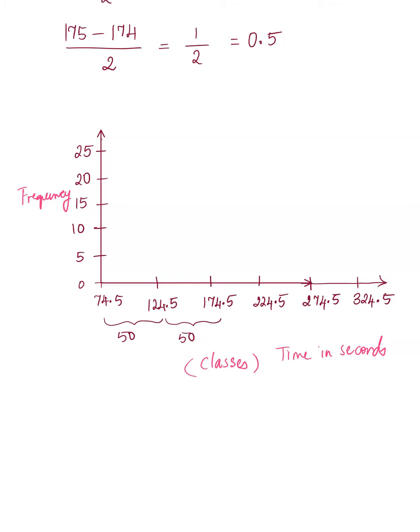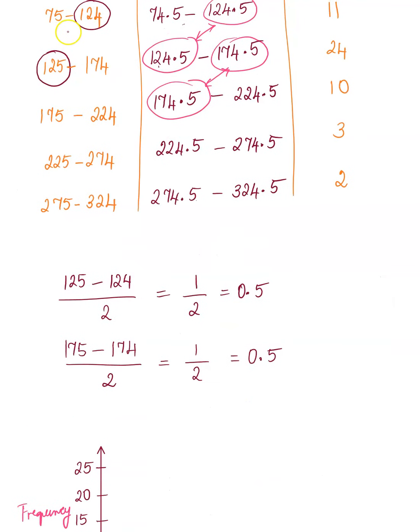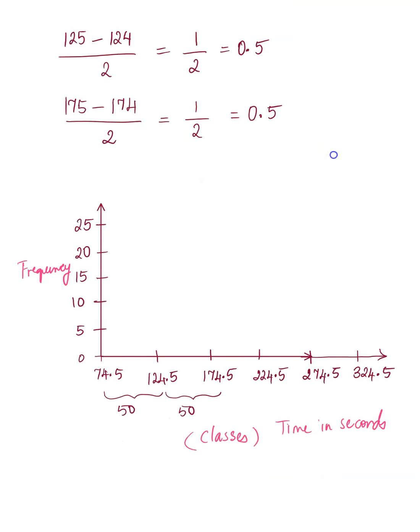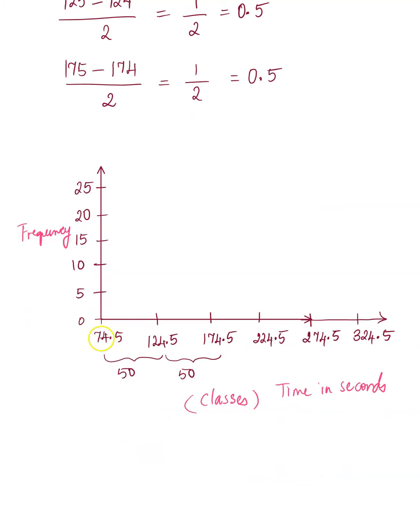All right, so the first class had a frequency of 11. So over this interval from 74.5 to 124.5, this width here goes up to 11. It is as if you draw a bar. Remember we said it's a bar. So I'm shading the bar like this.